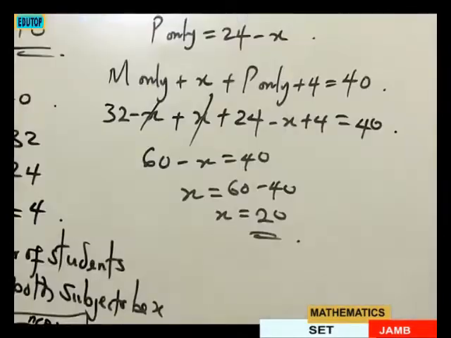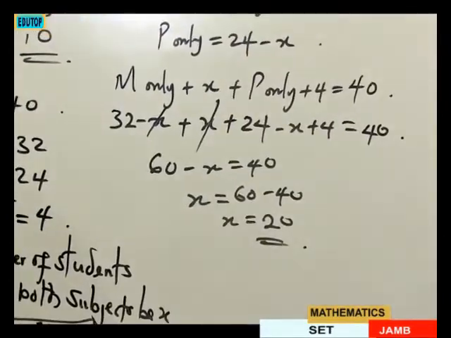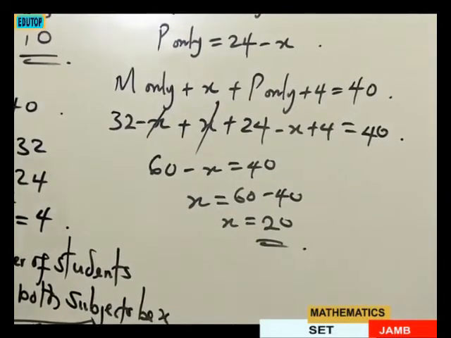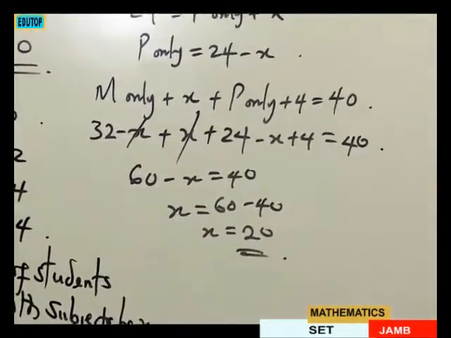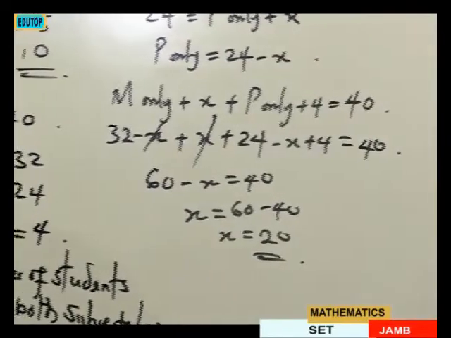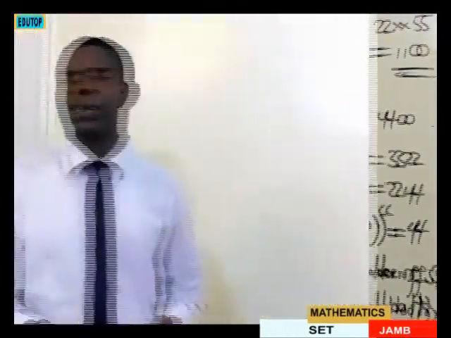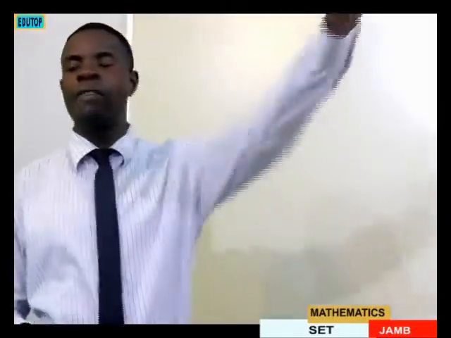So look at your options and pick the right option. So you go through the options, synchronize the options. The answer to the question will be option D, which is 20. Now, we have come to the end of the first section.